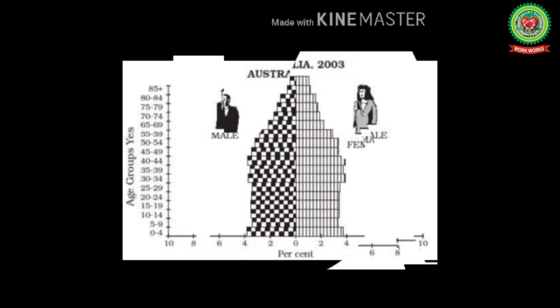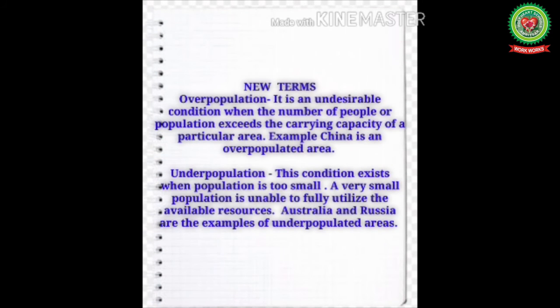Now students, this is the time to learn some more terms. Overpopulation. It is an undesirable condition when the number of people or a population exceeds the carrying capacity of a particular area. China is an overpopulated area.